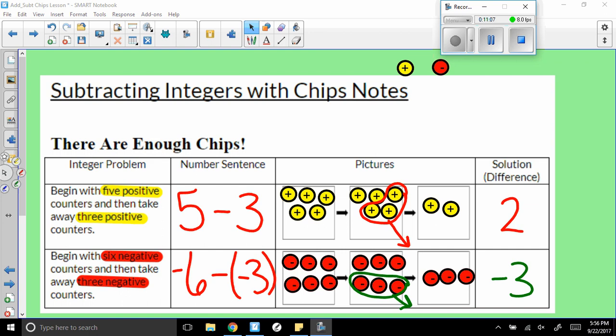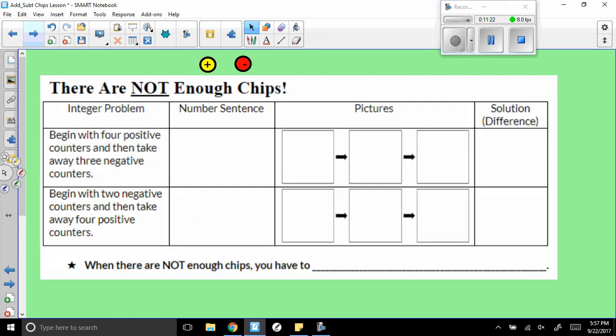In both of these examples, there were enough chips from what we started with to take away the ones that they told us to take away. Now we're going to see what happens when there are not enough chips. So looking at this example, we're going to begin with 4 positive chips, and then we're going to take away 3 negatives. So let's make that number sentence. Well, I'm going to start out with a positive 4, and then I'm going to subtract those 3 negatives.